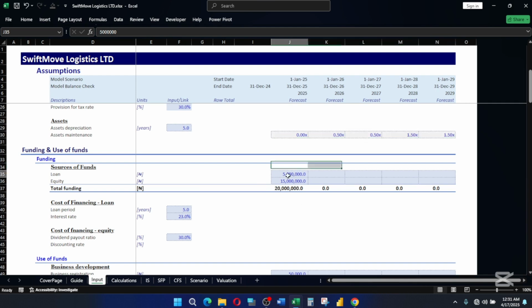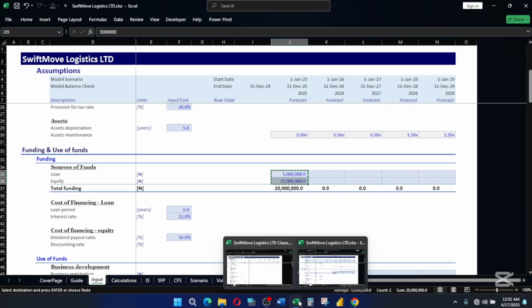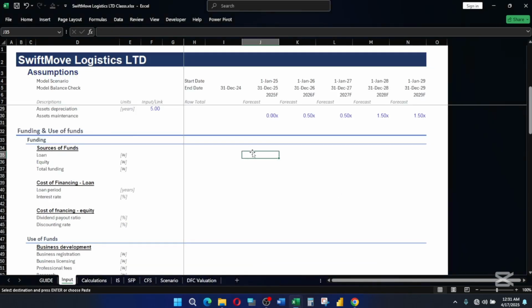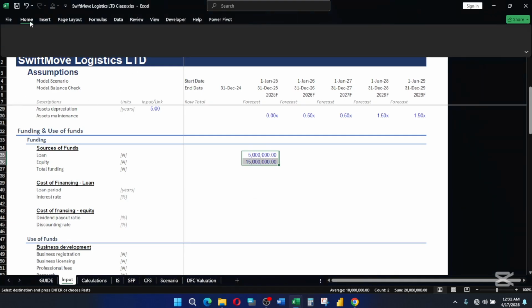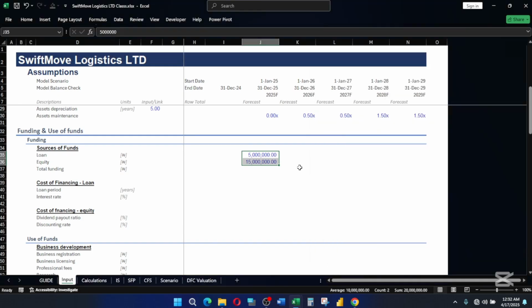So once you have this, you just copy this. Don't be lazy like me, that I said you have to type. So this is what we have, right? This is what the client wants. The client is saying that I need this amount. I need 5 million naira as a loan, and I have 15 million naira as equity.